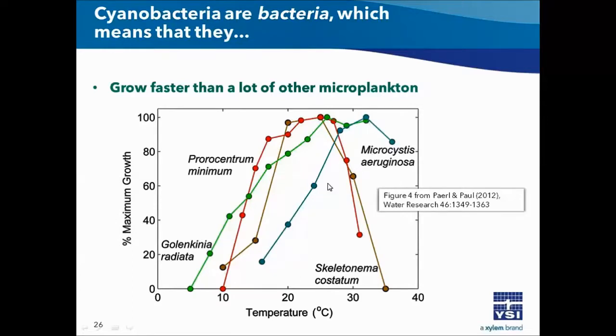And what you can see here is how this growth curve for Microcystis is really shifted towards these warm temperatures. And this is one reason that cyanobacteria really have a selective advantage in the summer. When those waters heat up, for example, Prorocentrum really starts to tank in those warm temperatures. Skeletonema doesn't even love it, but that creates a real opportunity for something like Microcystis to take over.